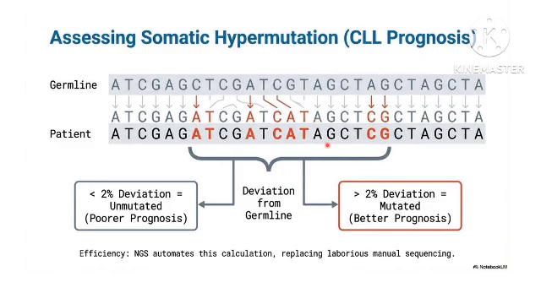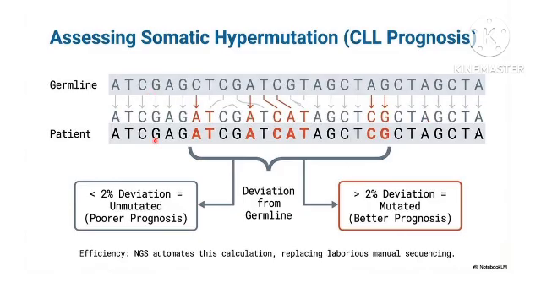Now coming back to somatic hypermutation. We have seen that for every 1000 base pairs there is one mutation which is going to happen for every cell division. Because of which you find many mutations in the patient sample.